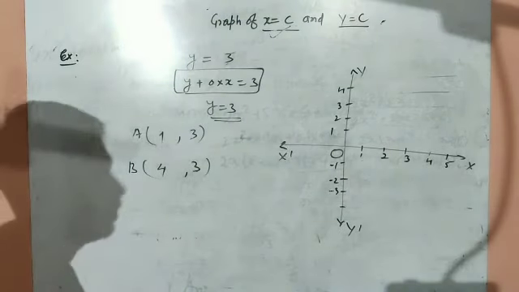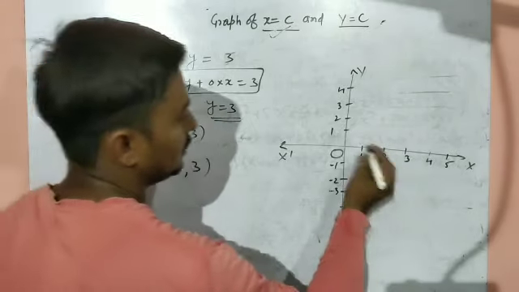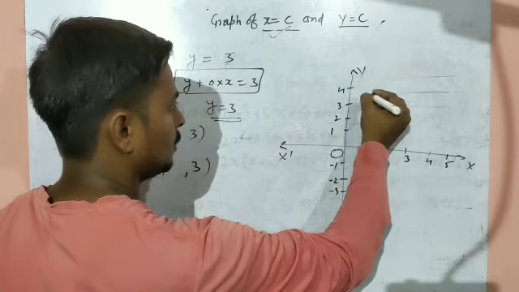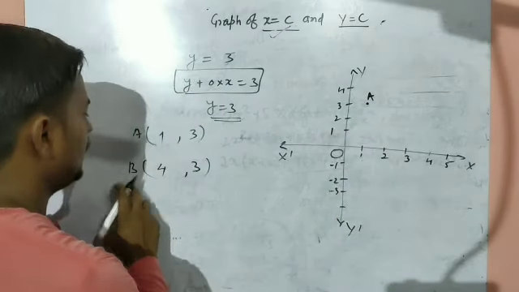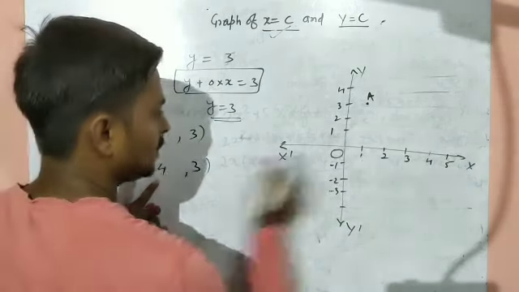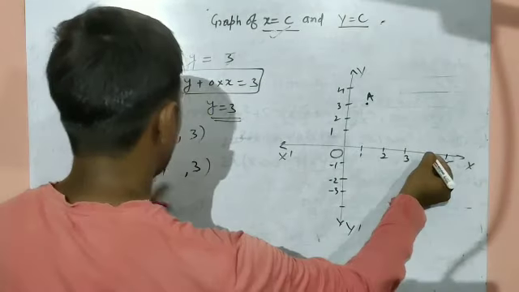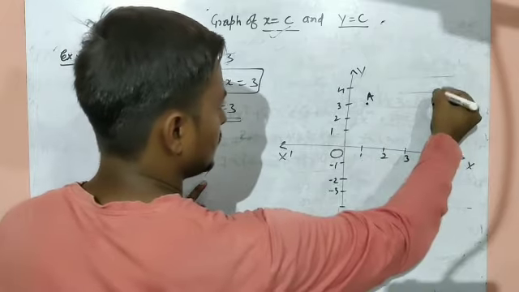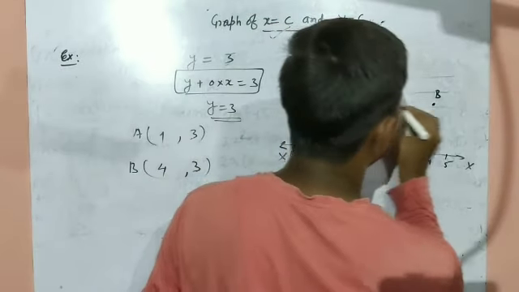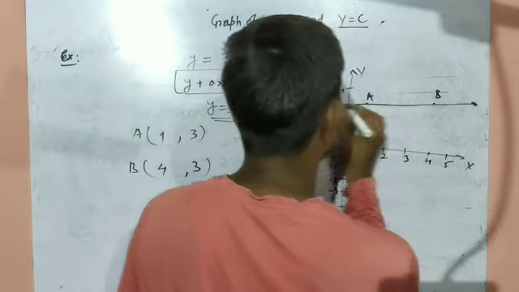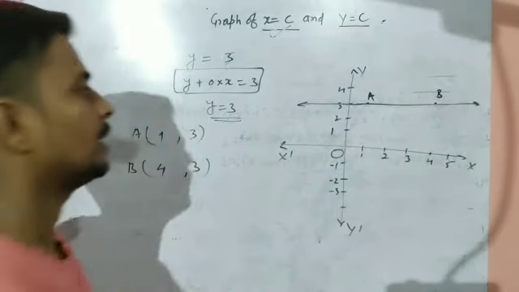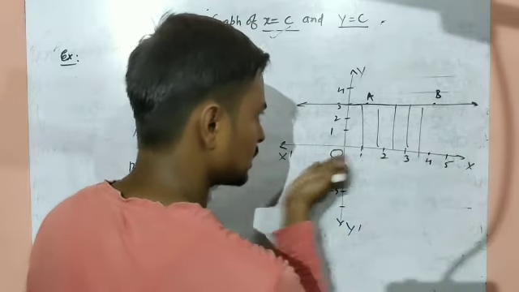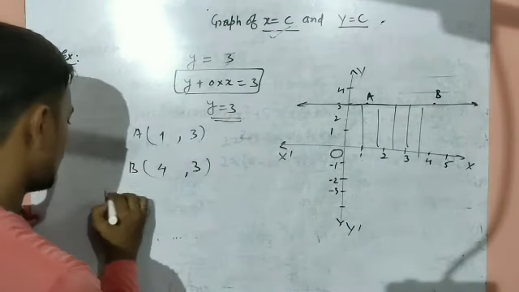This is 1 comma 3. So 1 comma 3 means this is 1 in the x direction and 3 in the y direction, so we have reached here. This is point A. Where is B? In the x direction 4, so we reach here, and in y 3, the same. Y is 3, so we have reached here. Join the points to get the line. Again you will see that this line is parallel to the x-axis.